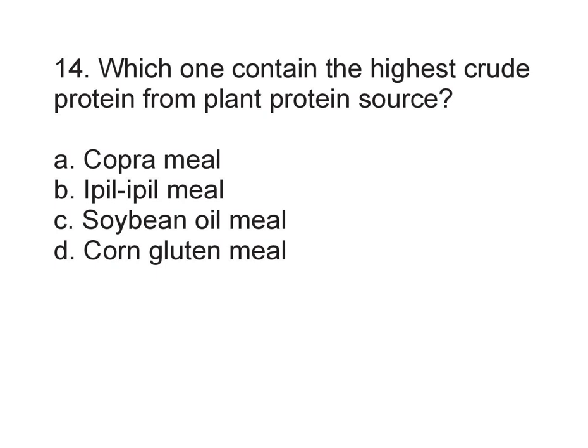Number 14. Which one contains the highest crude protein from plant protein source? A. Copra meal, B. Ipil-ipil meal, C. Soybean oil meal, or D. Corn gluten meal. The answer is soybean oil meal.